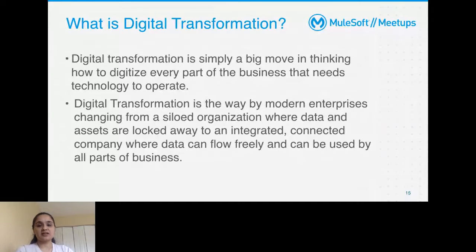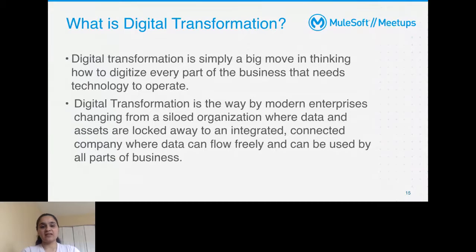So digital transformation is a big move in thinking, like how to digitize every part of the business that needs technology to operate. Digital transformation is also a way for modern enterprises to change from a siloed organization, where data and assets are locked away, to an integrated, connected company where data can flow freely and can be used by all parts of their business.